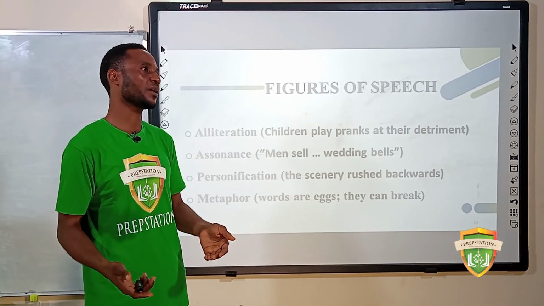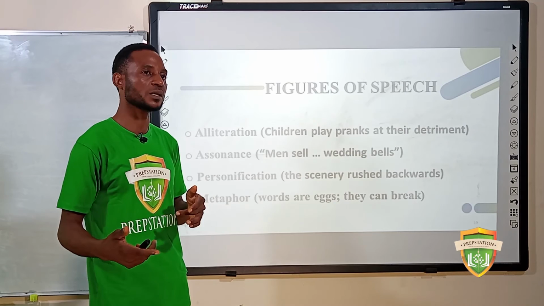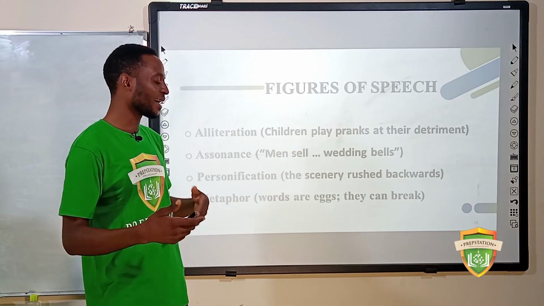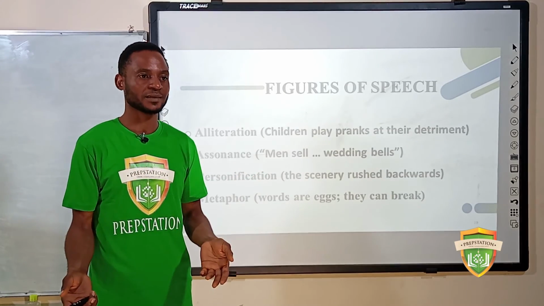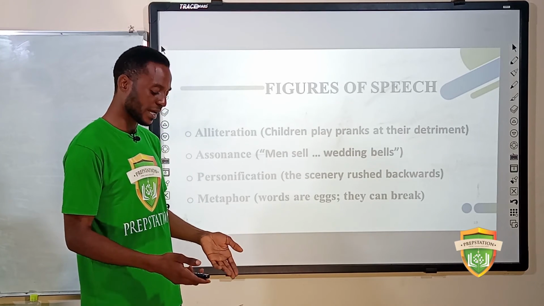But in this regard, from this example, words are eggs, they can break. It's metaphorical because the writer compares words with eggs without using as or like. And he simply says words are eggs. And why are they eggs? They can break the same way eggs break.